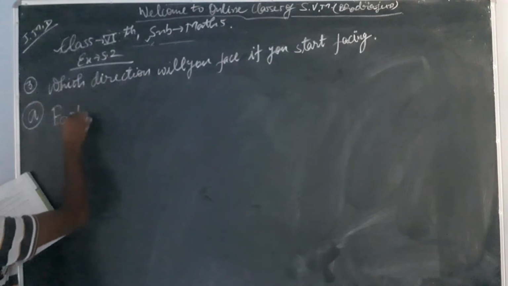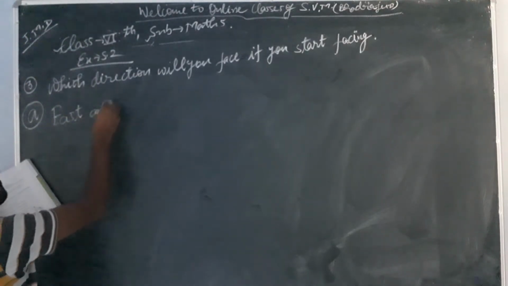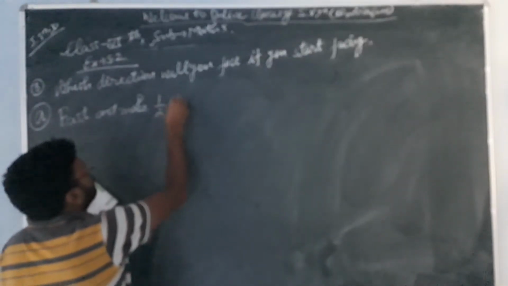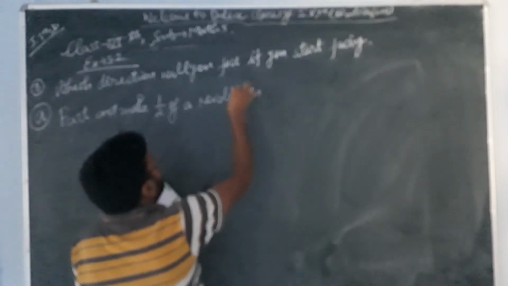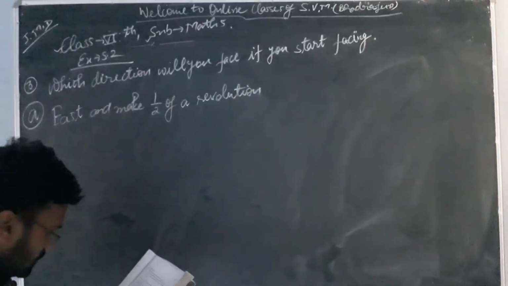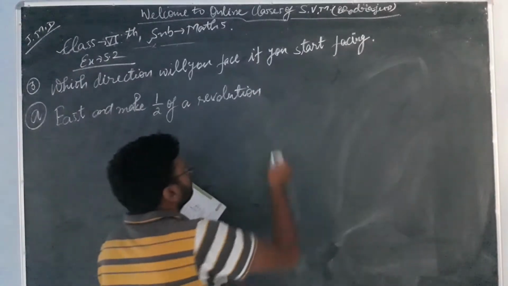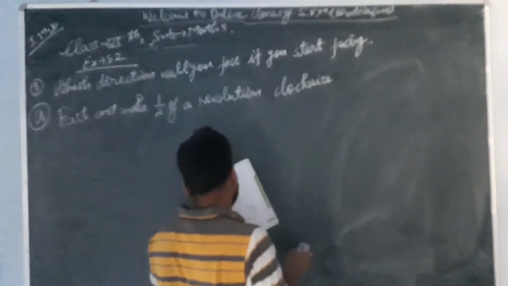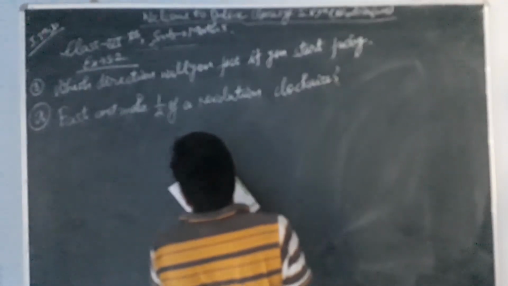Part A is east and make half of a revolution clockwise. East and make half of a revolution clockwise.